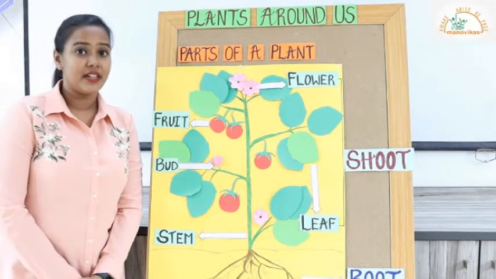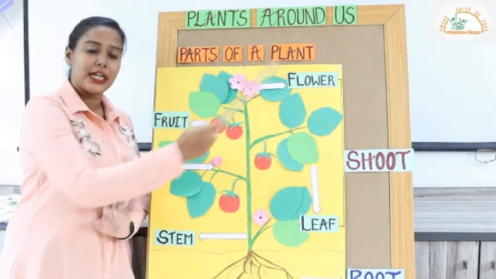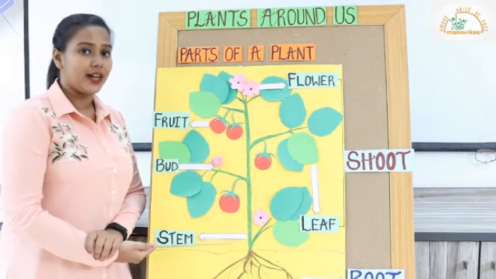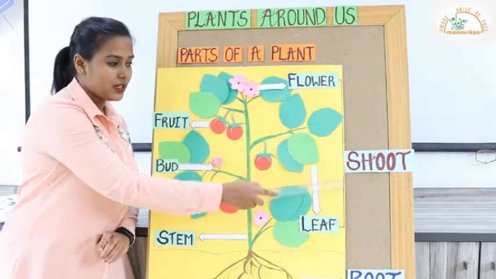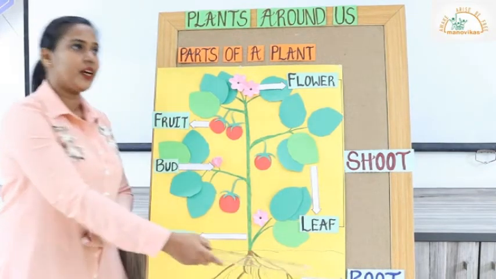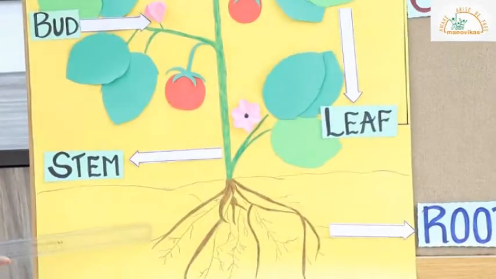Students, let's take a better understanding of the different parts of a plant. As I have told you, a plant is made up of two main parts, that is the shoot and the root. Now the first part that we are going to take is the root. This is the root of a plant.